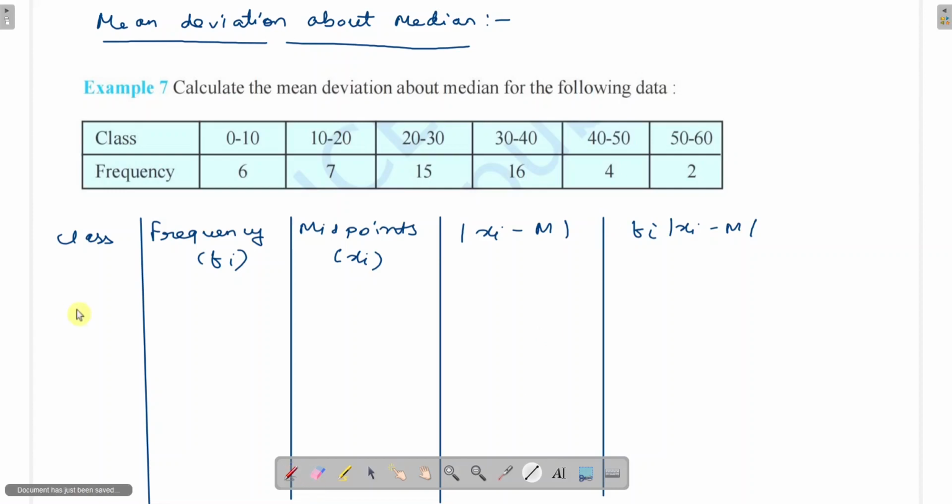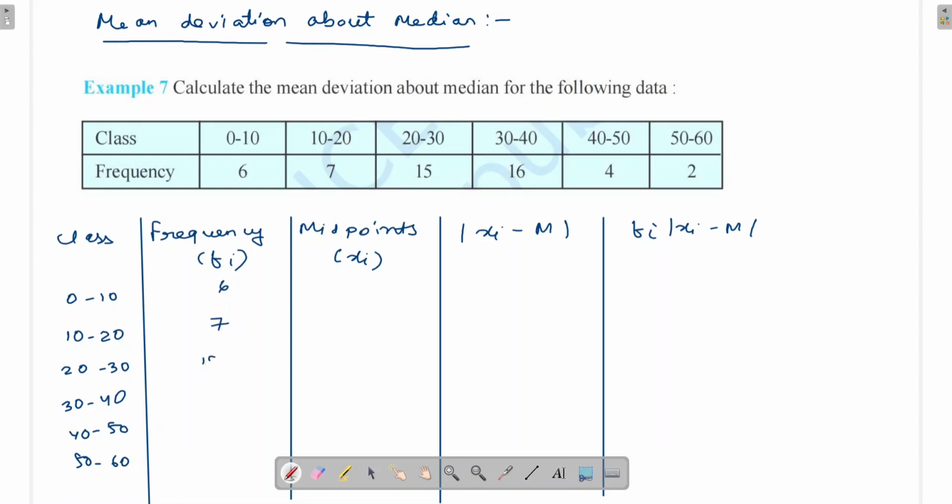So class is from 0 to 10, 10 to 20, 20 to 30, 30 to 40, 40 to 50, 50 to 60, and the frequencies are 7, 6, 15, 16, 4, 2. The midpoints will be 5, right? Then 15, and 25, and 35, 45, 55.